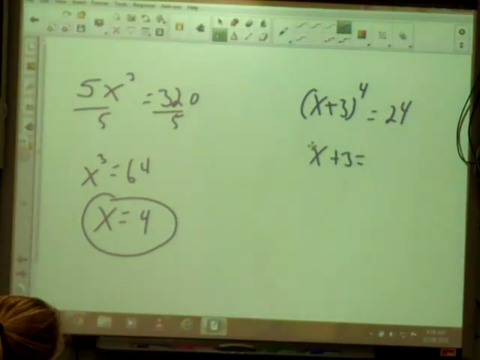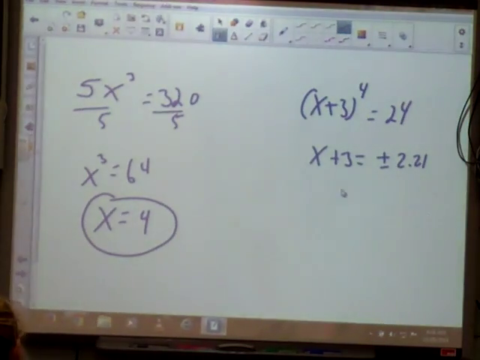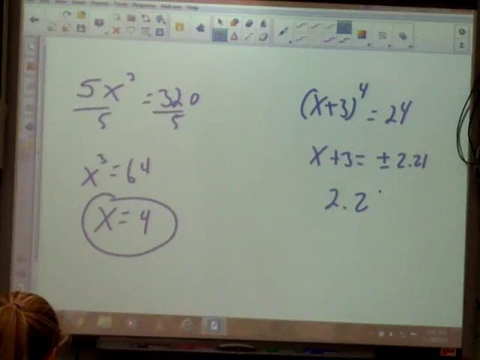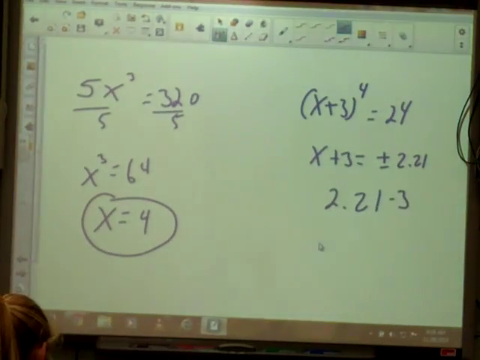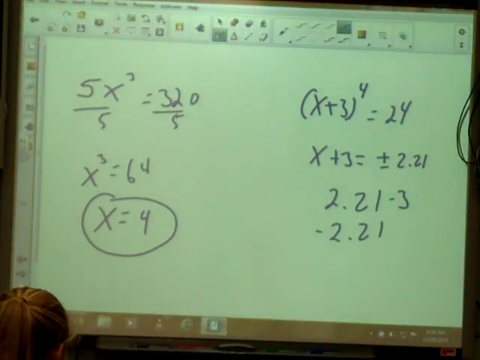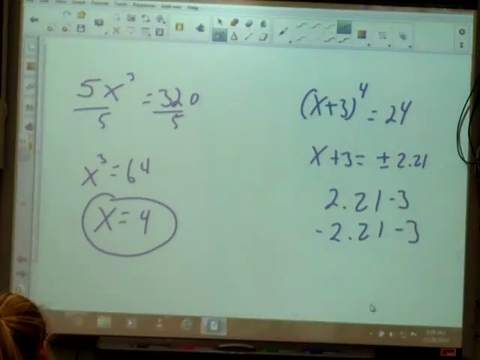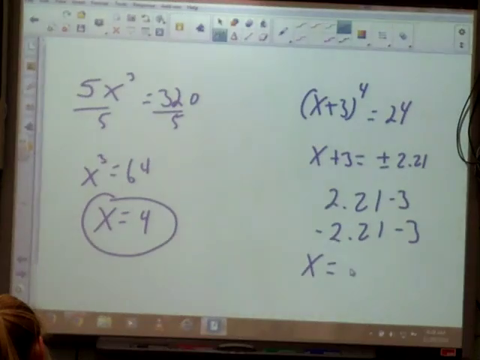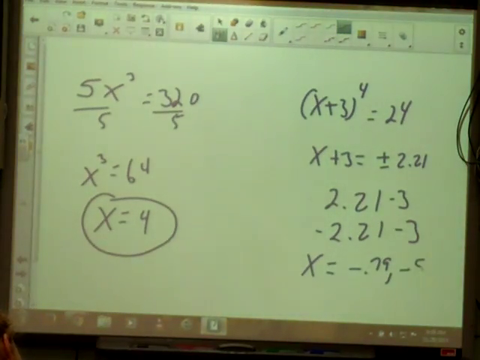What's the 4th root of 24? 2.21. Maybe positive or negative. So then I got to get the x all by itself by subtracting 3. So I'm going to do 2.21 minus 3, and I'm going to do negative 2.21 minus 3. Tell me what two answers that gets me. Negative 0.79 and negative 5.21. That's all she wrote.